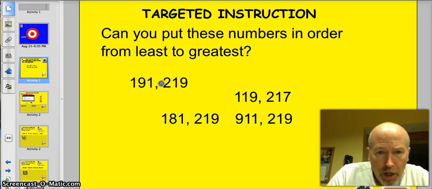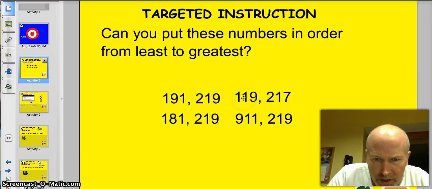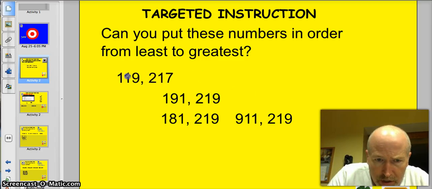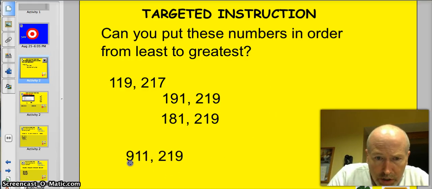Okay, well, when I put them in order, I first of all double check: am I going least to greatest or greatest to least? So this is least to greatest. So I'm looking for the smallest, obviously smallest number. It looks like this guy is here. This is 119. And then I look for the next one. I look for, is there anything else that's obvious? And this one is obviously the largest.